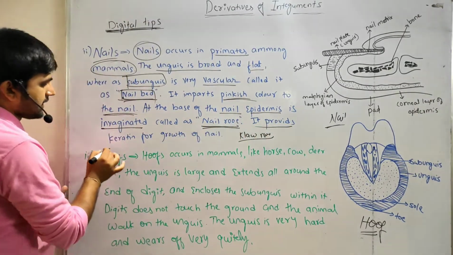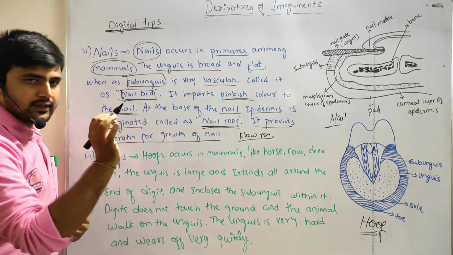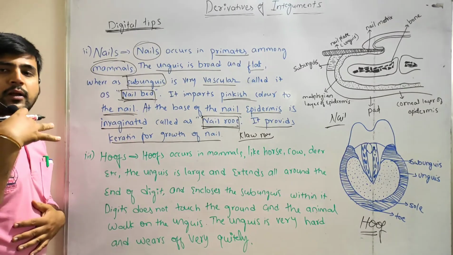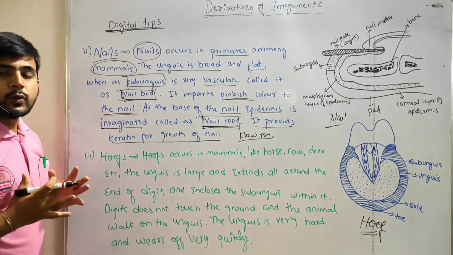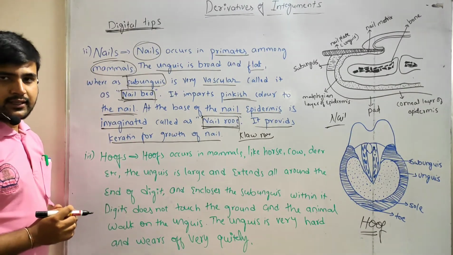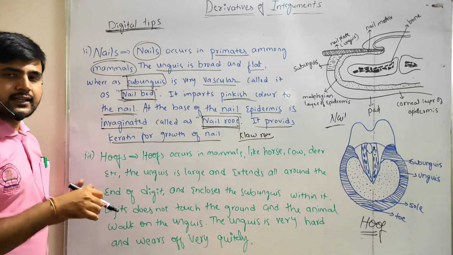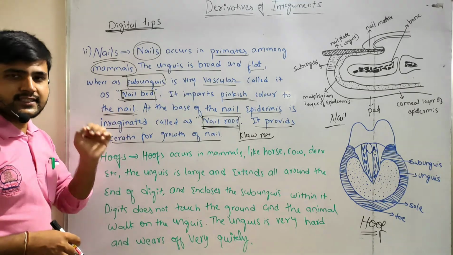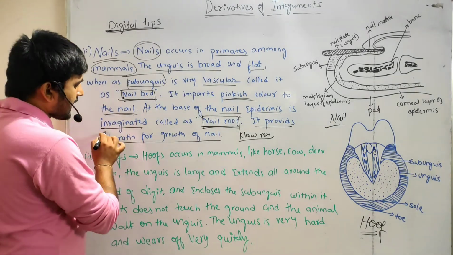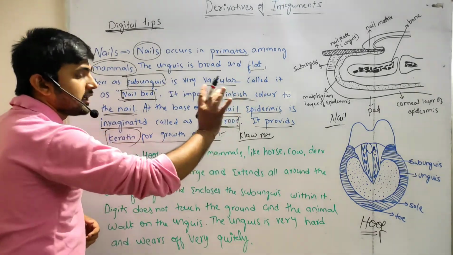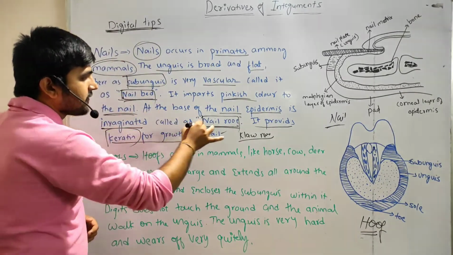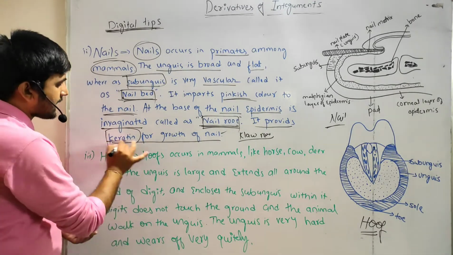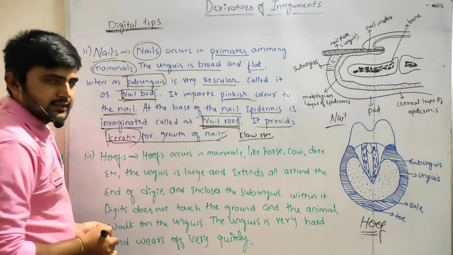It provides keratin for the growth of the nail, right? So what is the function of this nail root? It provides the keratin layer to develop the nail. In a broad sense, claws function the same way: the claw root also provides keratin for the growth of the claws. And in the nail, the nail root provides the keratin for the growth of the nail, right?